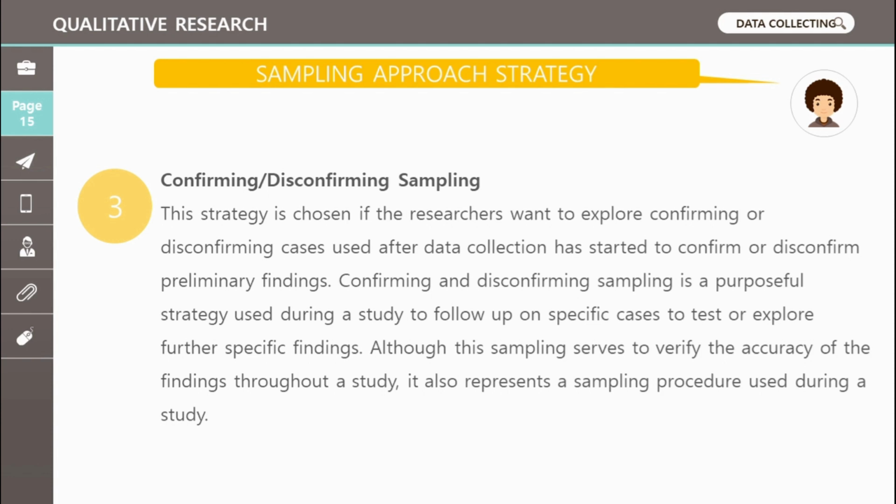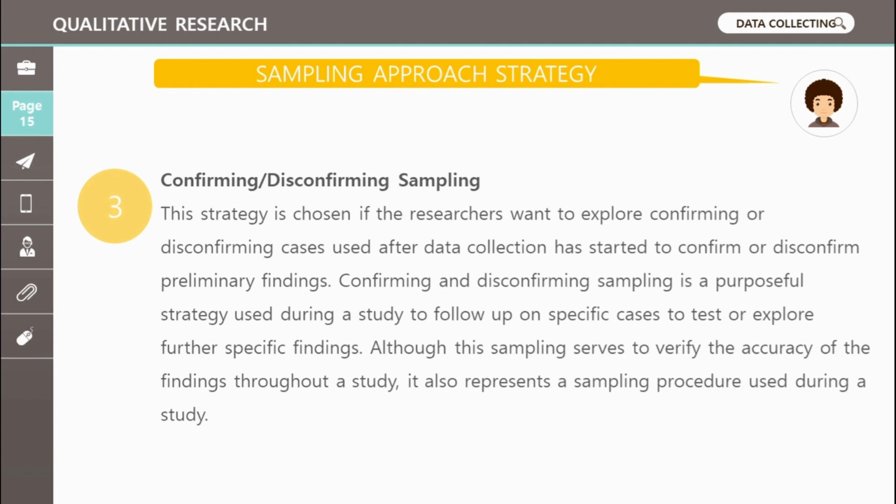This strategy is chosen if the researchers want to explore confirming or disconfirming cases used after data collection has started to confirm or disconfirm preliminary findings. Confirming and disconfirming sampling is a purposeful strategy used during a study to follow up on specific cases to test or explore further specific findings.